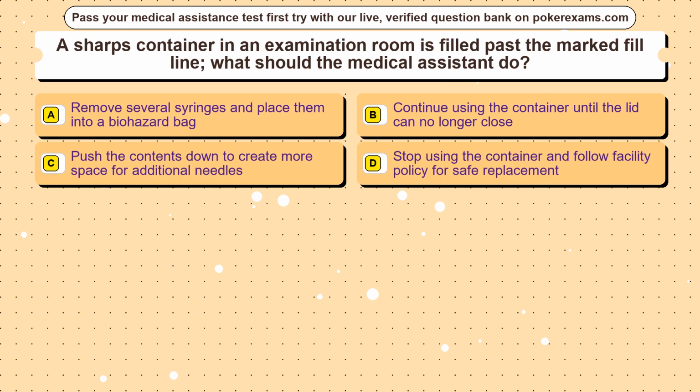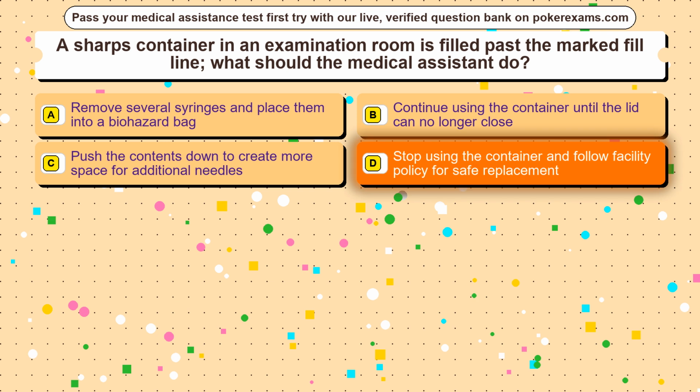Question 84. A sharps container in an examination room is filled past the marked fill line. What should the medical assistant do? Option A, remove several syringes and place them into a biohazard bag. Option B, continue using the container until the lid can no longer close. Option C, push the contents down to create more space for additional needles. Option D, stop using the container and follow facility policy for safe replacement.